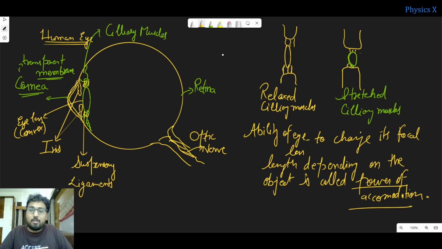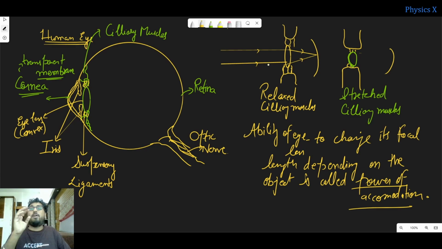When the object is very far away, let us say this is your retina point here for this case, and for this case we have the retina point here. So what happens when the rays are coming parallel to the principal axis of this lens? They need to converge very slightly. Little convergence is needed. So that is why this relaxed muscle condition is the one where you see far objects. So when you are seeing a very far object, you will not feel any strain in your eye to focus that object, right?